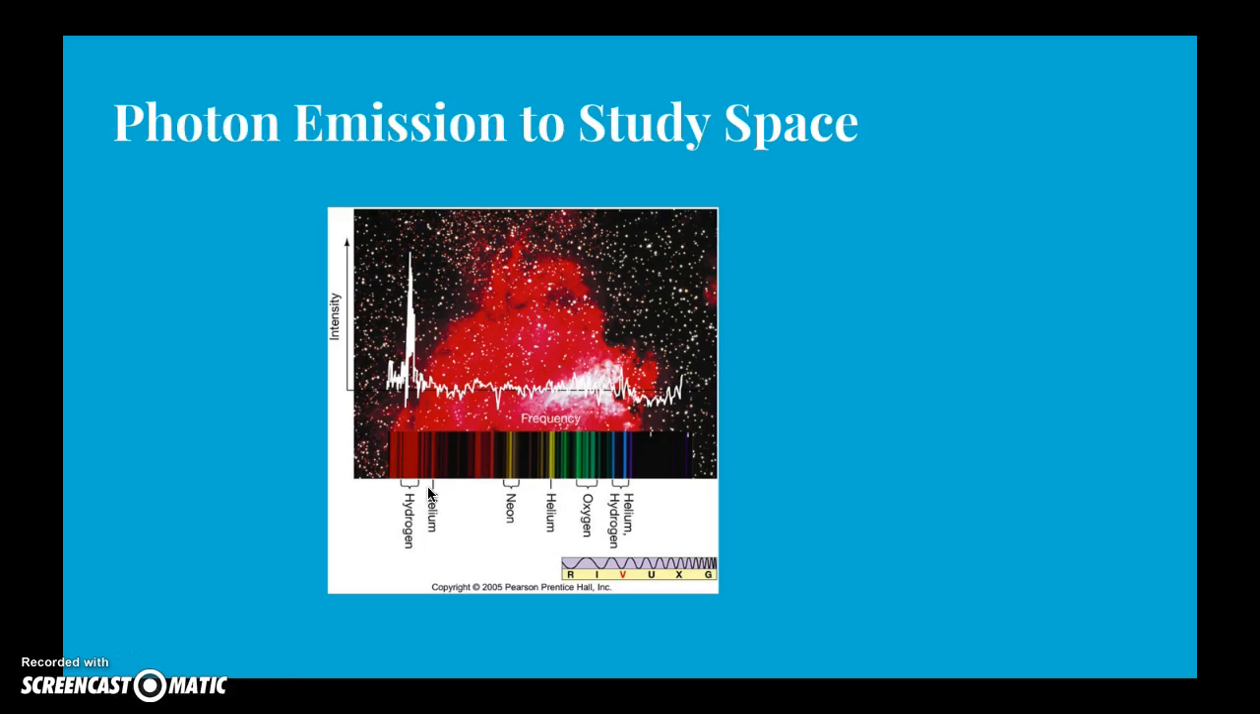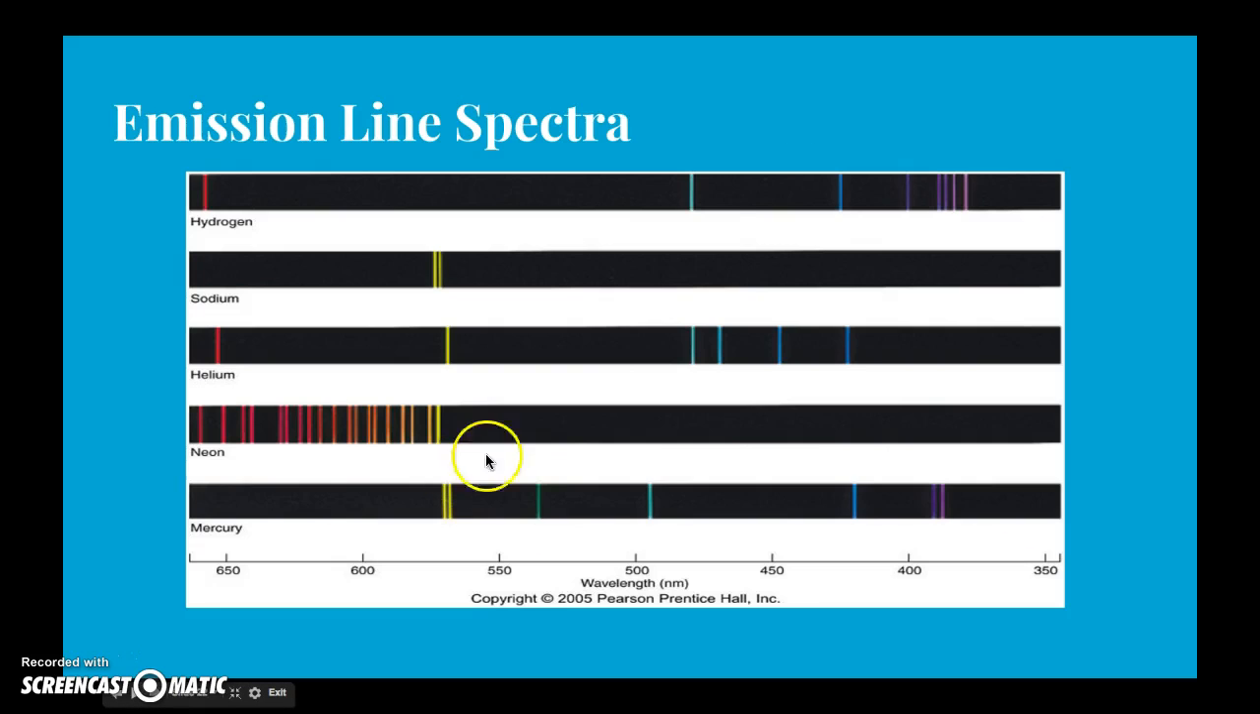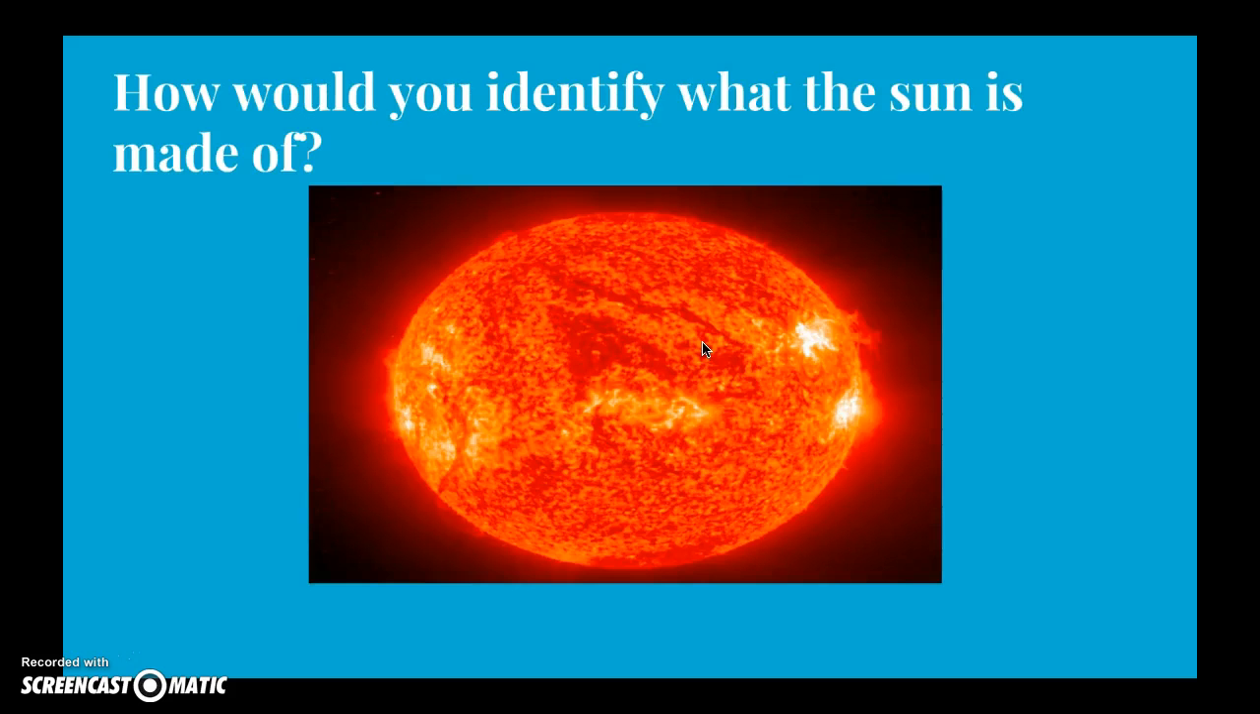And actually, it turns out these spectra are like little fingerprints. Only neon has this particular spectrum because of the amount of electrons it has and where those electrons are located. Only helium has this type of spectrum, same reasons, amount of electrons and where they're located. So with that in mind, how could we identify what the sun is made of? Think about that for your homework tonight.